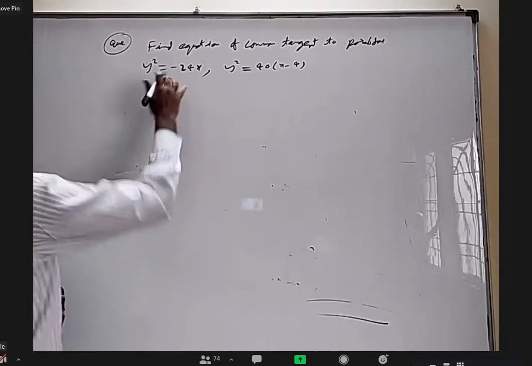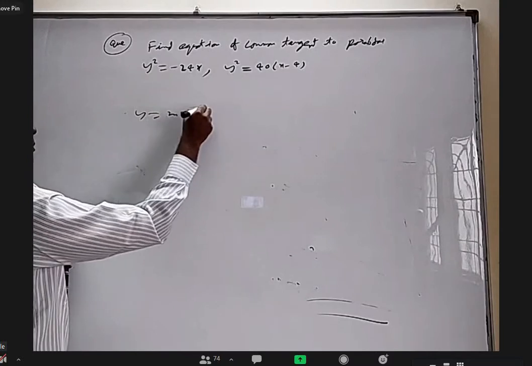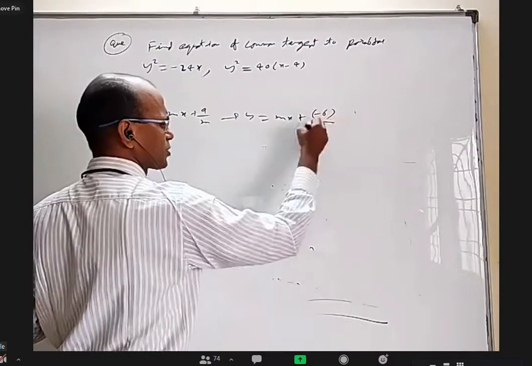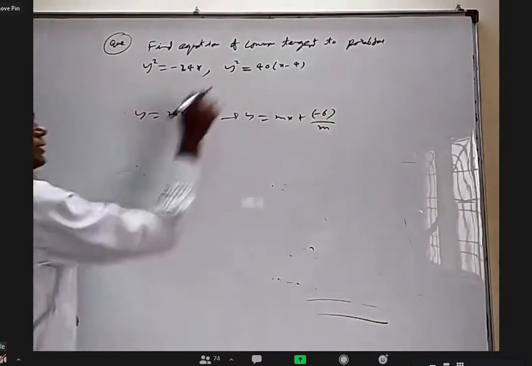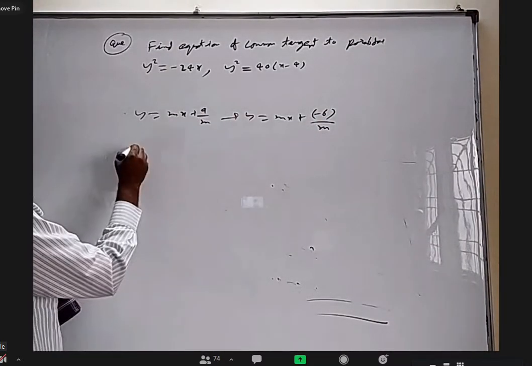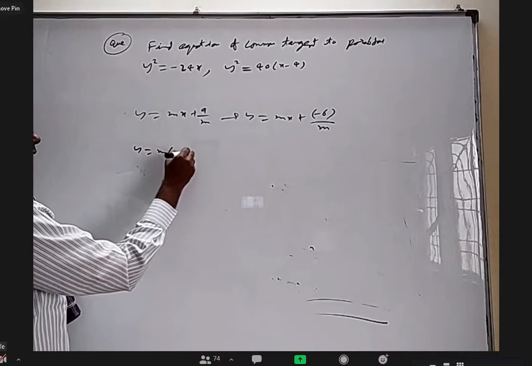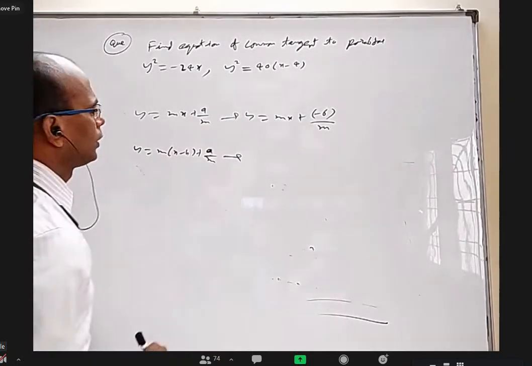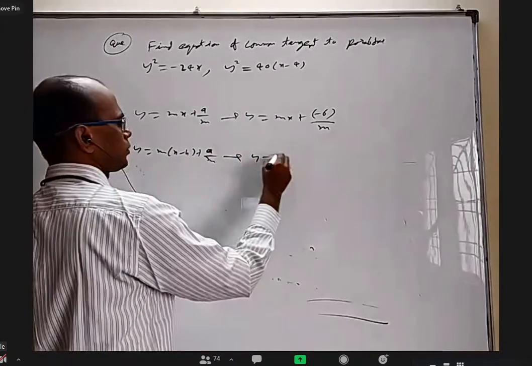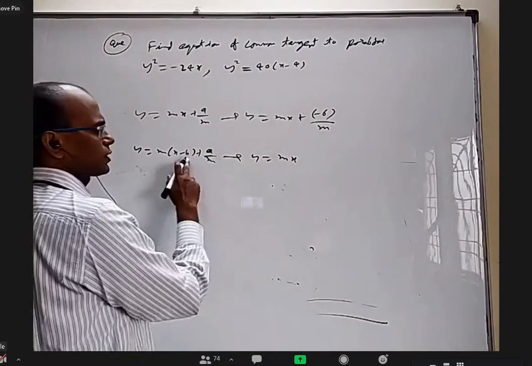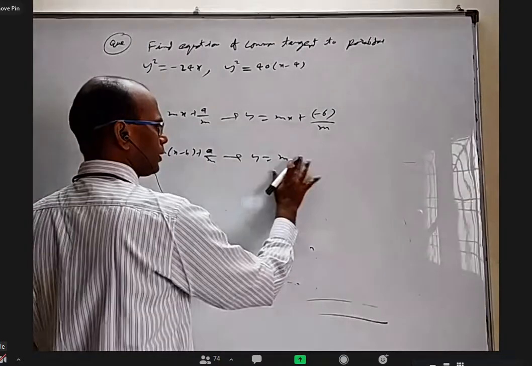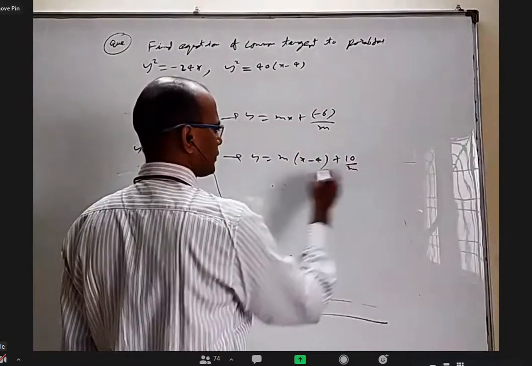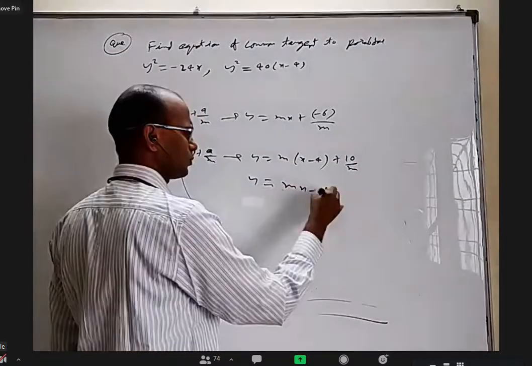The general tangent of the first one is y equal to mx plus a by m, which is y equal to mx plus a is minus 6. The second one is translated. We should not forget that. It will be y equal to m into x minus h plus a by m. Some formula like this should be used. In the place of h, I have to write 4. So m into x minus 4 plus a is 10 by m, which is y equal to mx minus 4m plus 10 by m.